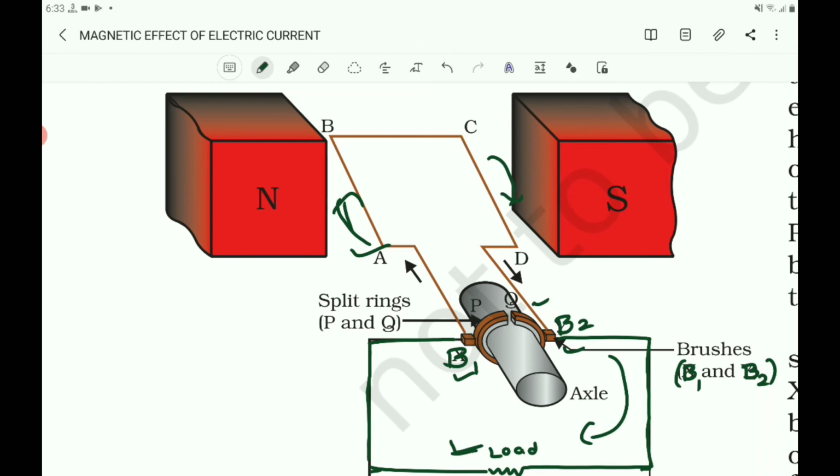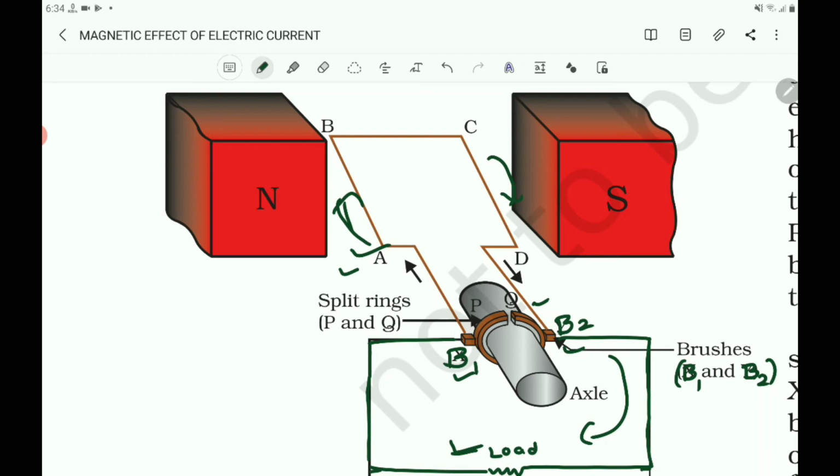The induced current in the armature flows along DCBA. But in the external circuit, still the current flows from B2 to B1. Here the direction of the current will not change. But in the case of alternating current, what happens? The direction of the current in the external circuit changes from B1 to B2 in the second case. But here in the first case it is from B2 to B1. In the second case also it is from B2 to B1.